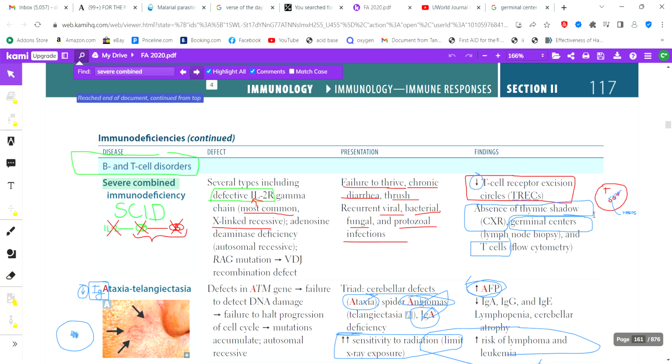SCID patients have impaired humoral immunity, which presents as recurrent sinopulmonary bacterial infections, pneumonia, and otitis media. They also have chronic diarrhea due to decreased IgG and IgA. Recurrent infections cause failure to thrive.